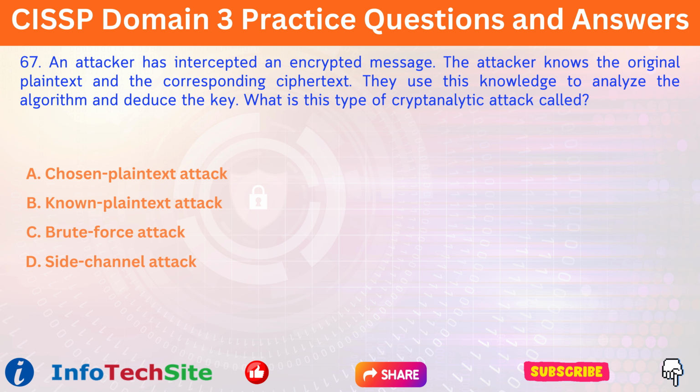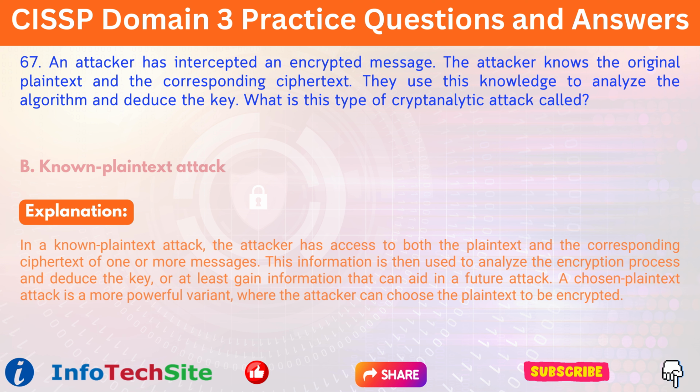67. An attacker has intercepted an encrypted message. The attacker knows the original plaintext and the corresponding ciphertext. They use this knowledge to analyze the algorithm and deduce the key. What is this type of cryptanalytic attack called? A. Chosen plaintext attack. B. Known plaintext attack. C. Brute force attack. D. Side-channel attack. The correct answer is B.